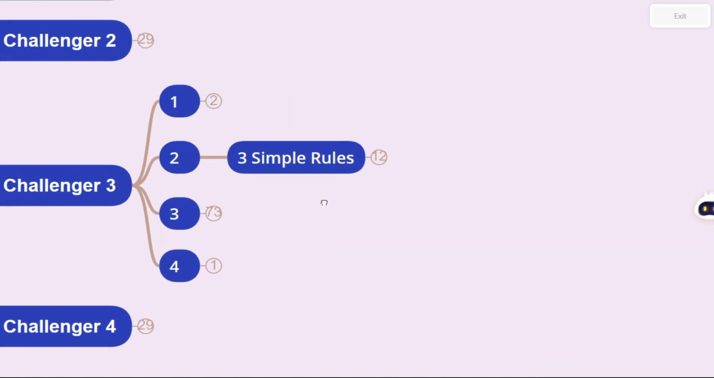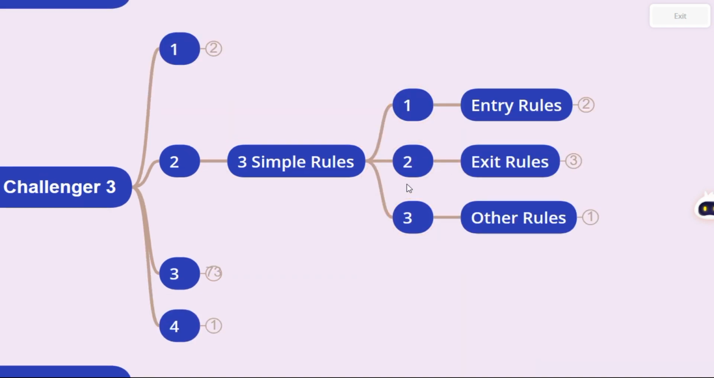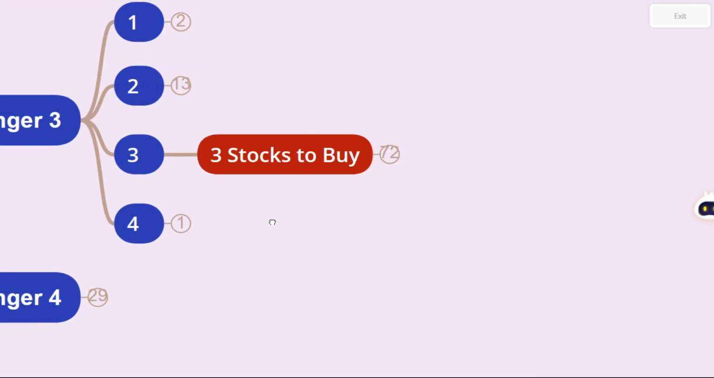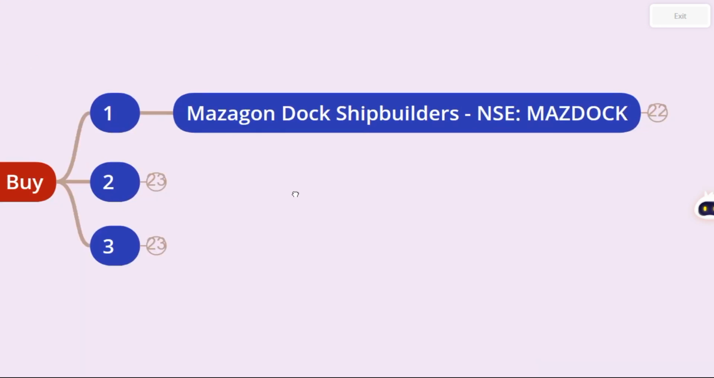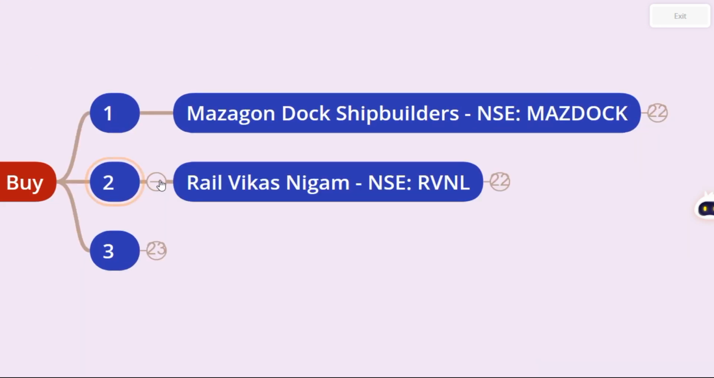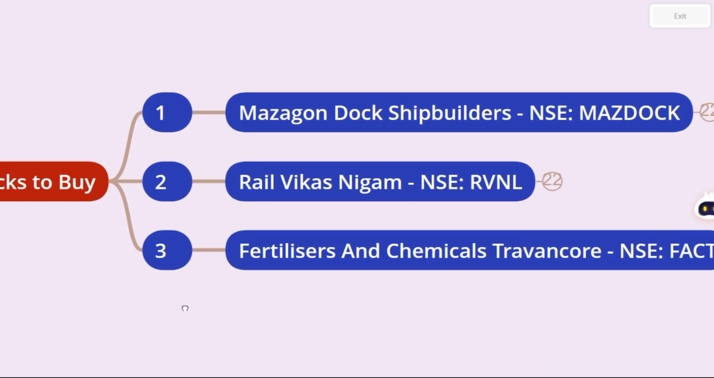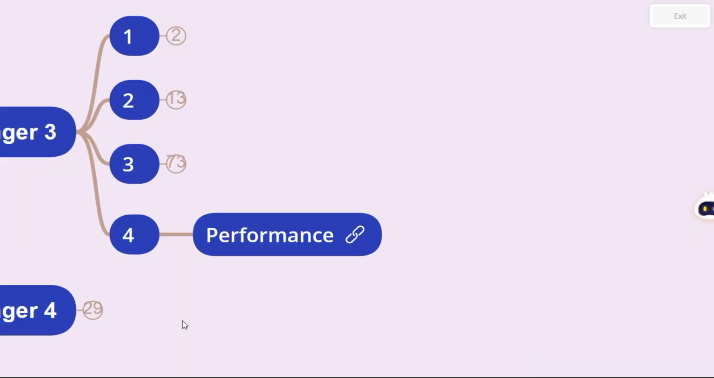We also discussed simple rules for this strategy and this portfolio in our earlier videos. And we picked three stocks for this portfolio. Those were Mazdoc, RVNL and FACT, and we planned to track all these stocks on a day-to-day basis. And here is how this portfolio has performed till now.